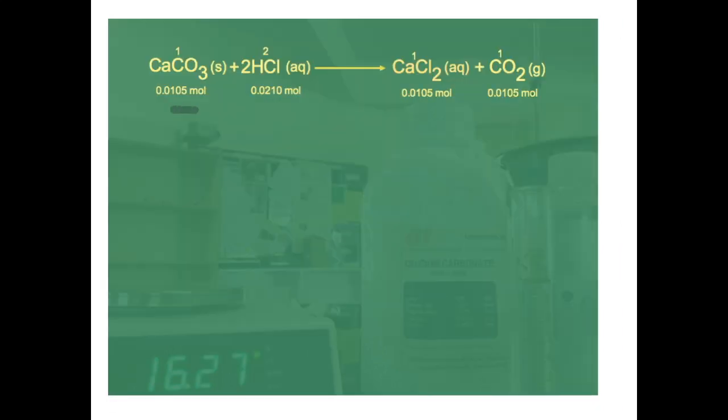If this were the amount of calcium carbonate that was available, and the mole ratio is 1 to 2, then it means for a complete reaction to happen that we need this many moles, twice as much as the calcium carbonate. We need this many moles of hydrochloric acid, and we'll get this many moles of calcium chloride and this many moles of carbon dioxide.